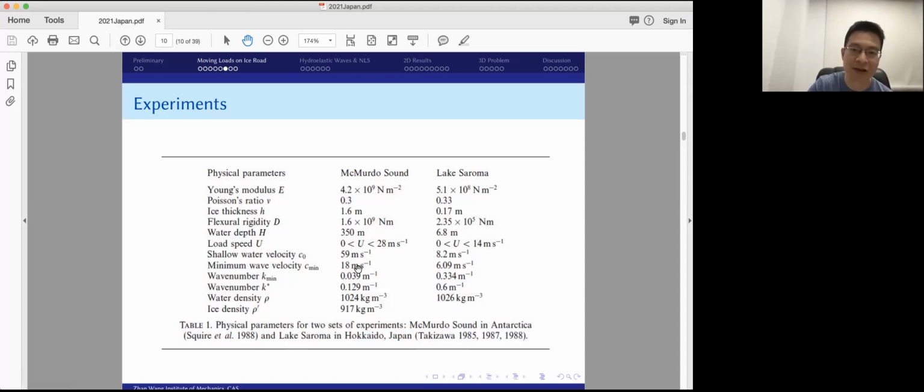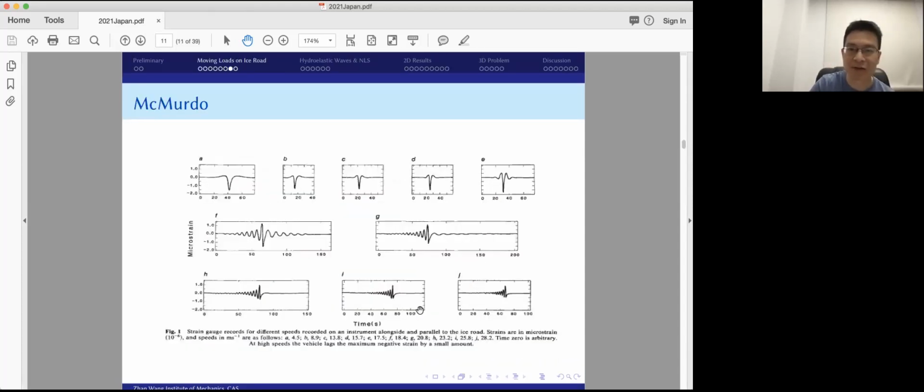For the first case, the critical speed they found is 18 meters per second, which is quite easy to reach. And for the second case, the shallow water, the magic speed is 6.1 meters per second. So first, let's take a look at the first deep water scenario experiment.